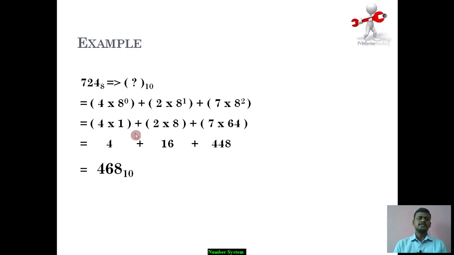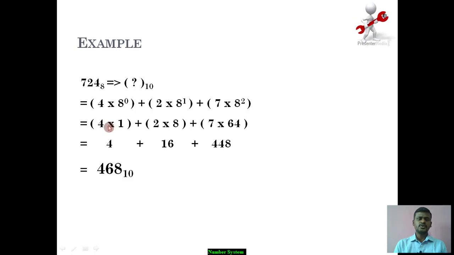So the technique is, for the given octal value, we need to find the weights of each bit, that is 4 into 8 raised to 0, 2 into 8 raised to 1, 7 into 8 raised to 2. These weights are simplified in the next step: 8 raised to 0 is 1, 8 raised to 1 is 8, 8 raised to 2 is 64, and the octal digits 4, 2, 7 are written as they are.